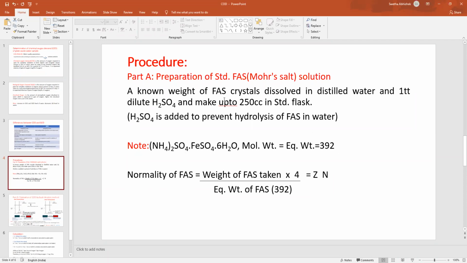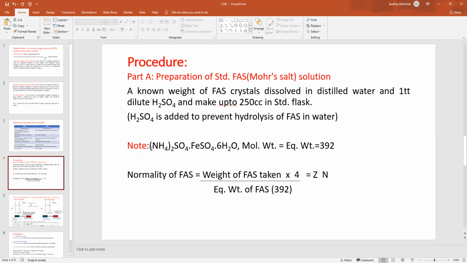Remember, while preparing FAS solution, you should add 1 test tube of sulfuric acid, and then dissolve it. This is because sulfuric acid is added to prevent hydrolysis of FAS in water. If you prepare FAS directly in water, FAS undergoes hydrolysis and gets converted to ferrous hydroxide. But we require ferrous ammonium sulfate as a standard solution. So to avoid the precipitation of ferrous sulfate as ferrous hydroxide, we add sulfuric acid. What the sulfuric acid does is prevent the hydrolysis of FAS in water. That is the only reason for adding sulfuric acid while preparing FAS solution.